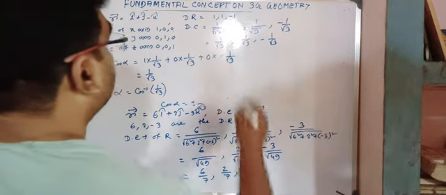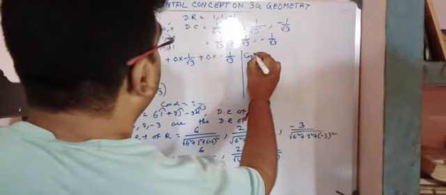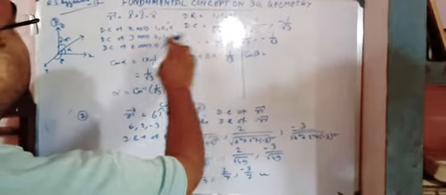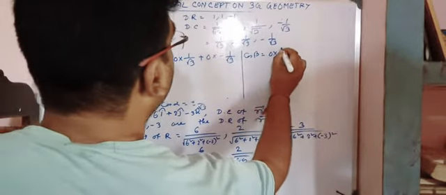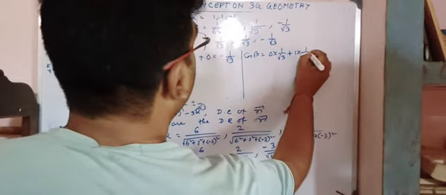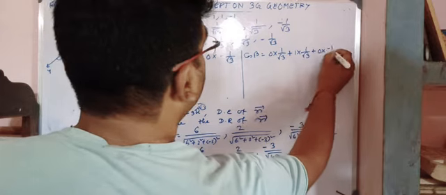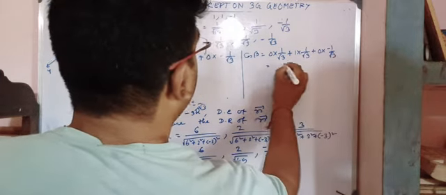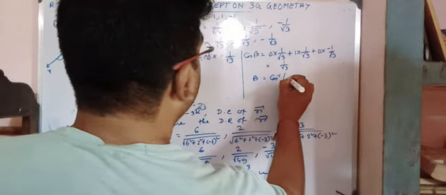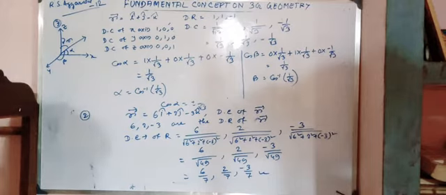Similarly cos beta should be, with this into this, this into this and this into this, that is 0 into 1 by root 3 plus 1 into 1 by root 3 plus 0 into minus 1 by root 3. That means 1 by root 3. So beta should be how much? Cos inverse 1 by root 3. Next move to gamma.